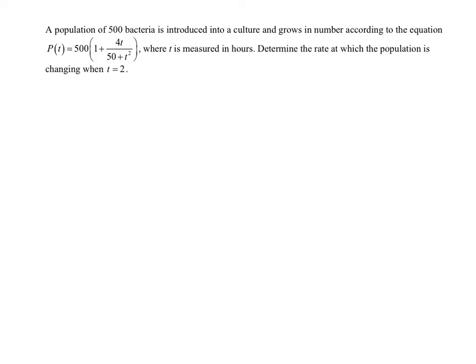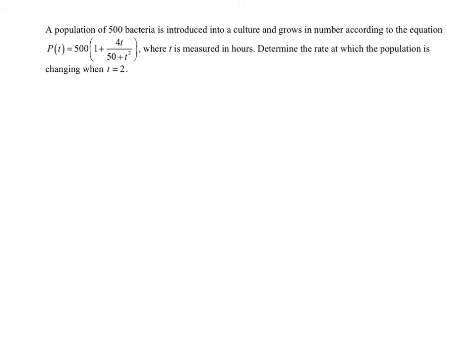A population of 500 bacteria is introduced into a culture and grows in number according to the following equation. P of t is equal to 500 times the quantity 1 plus 4t divided by 50 plus t squared, where t is measured in hours. Determine the rate at which the population is changing when t equals 2.